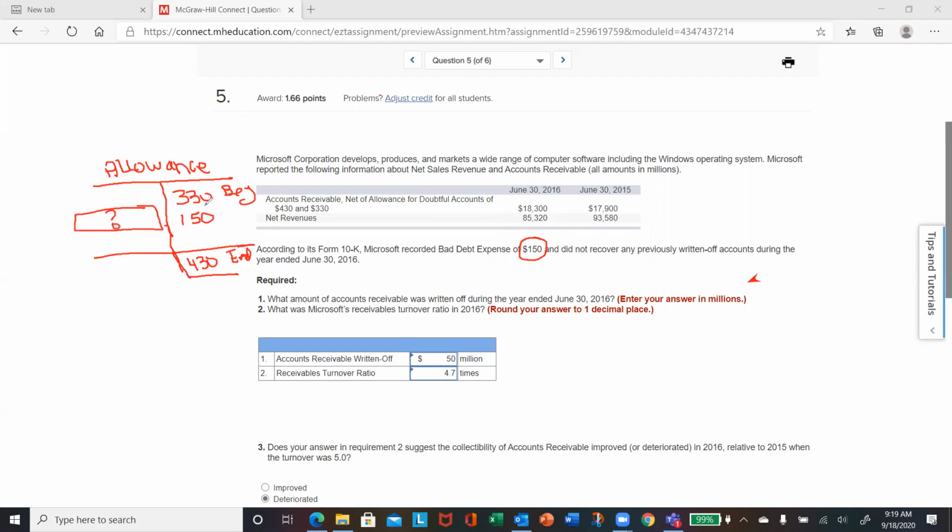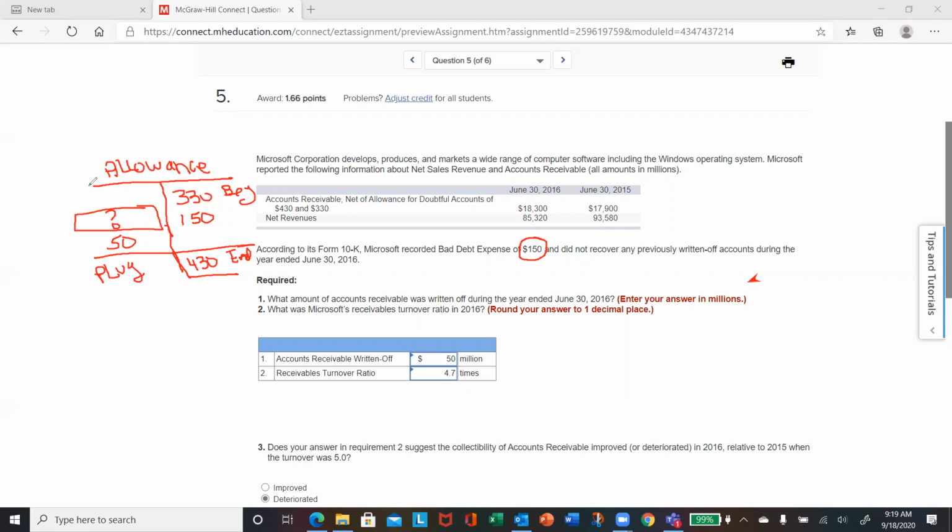So if you go 330 plus 150, that gets you 480. So they must have written off 50 to get to that 430. So this is basically a plug number to figure out how to get to your ending allowance account. So again, this is the beauty of the T account.